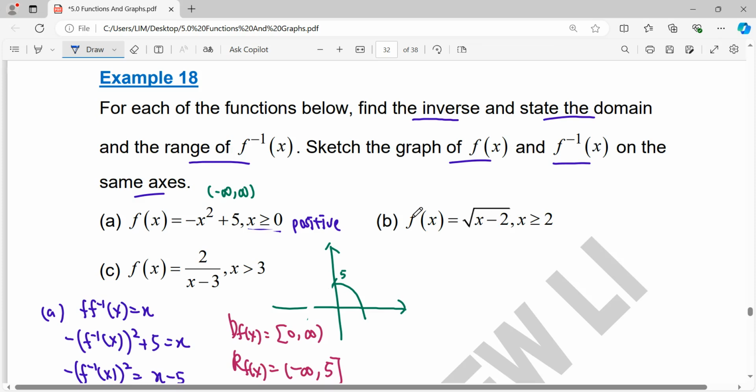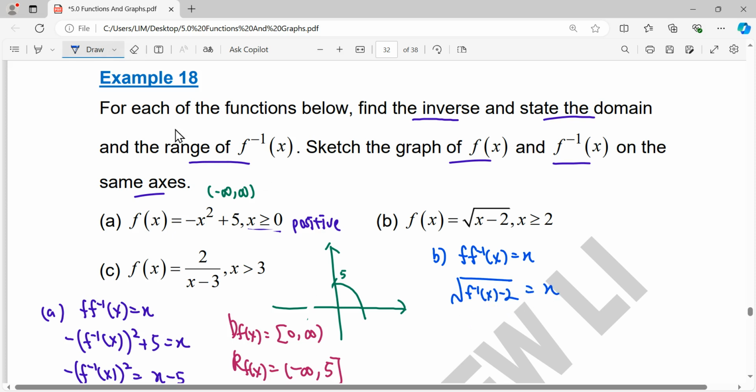Then for question B, same also, we're going to find the inverse of this function. So we're going to do the composite way: f inverse equals to x. So composite our f inverse to the function of f. So x will be replaced by f inverse, so the square root of x is replaced by f inverse.